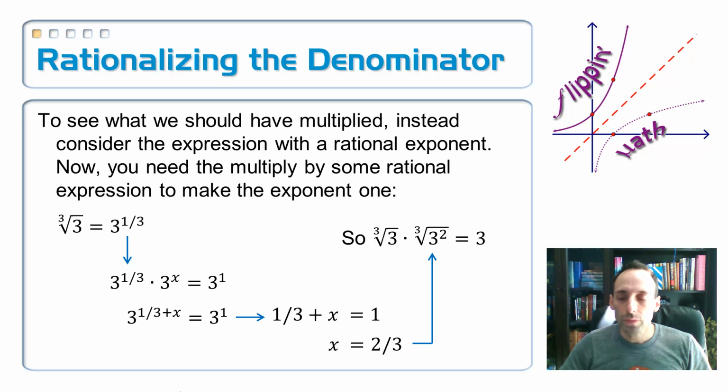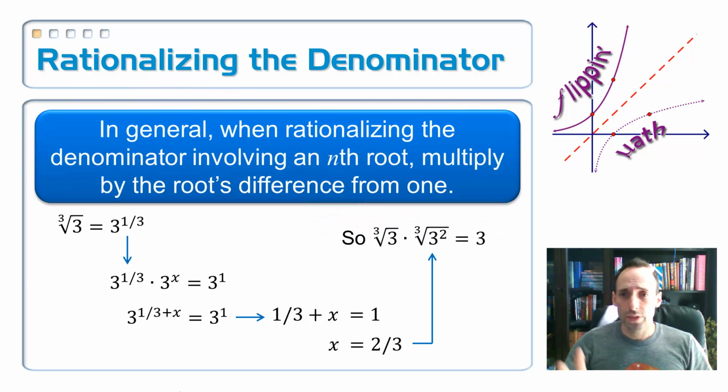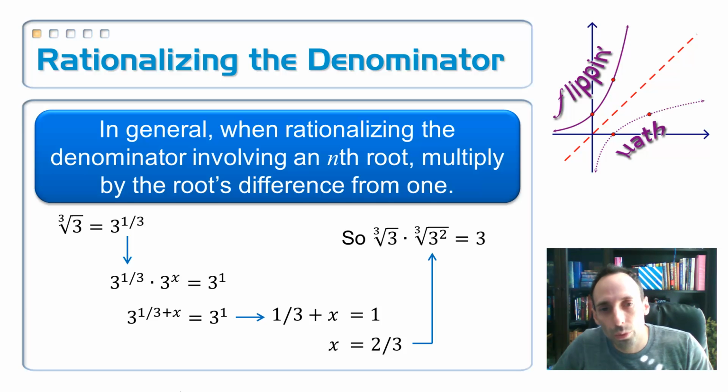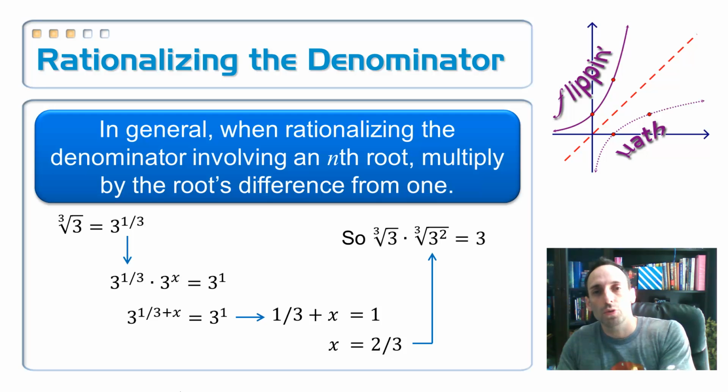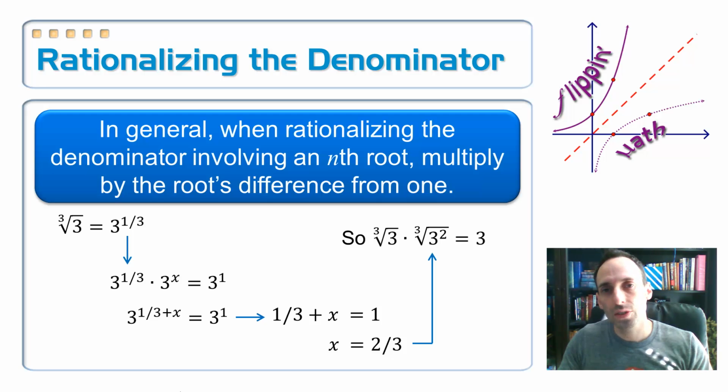Okay, so in general, this is what it has it stated. When rationalizing the denominator involving an nth root, you want to multiply by the root's difference from 1. I had 1/3, as in it was the cube root, so I subtract that from 1, I get 2/3. That's what I have to multiply in the top and the bottom.